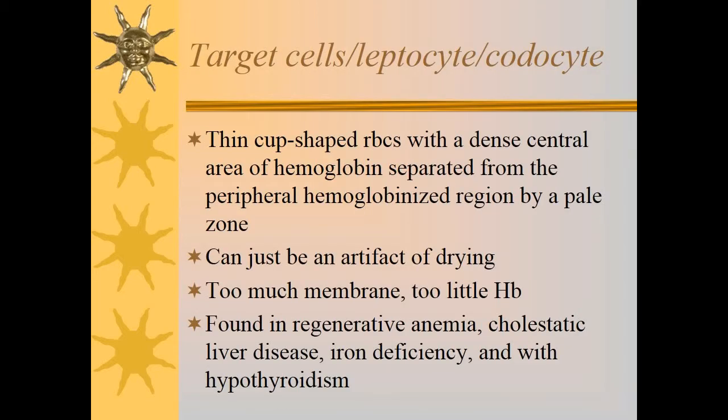Target cells, leptocytes, or codocytes. These are all birds of a feather. The same cell, but with different names. Target cells are thin, cup-shaped RBCs with a dense central area of hemoglobin, separated from the peripheral, hemoglobinized region by a pale zone. They are sometimes created just as an artifact of drying. Basically, target cells have too much membrane, and too little hemoglobin. Target cells are seen in regenerative anemia, cholestatic liver disease, iron deficiency, and with hypothyroidism.